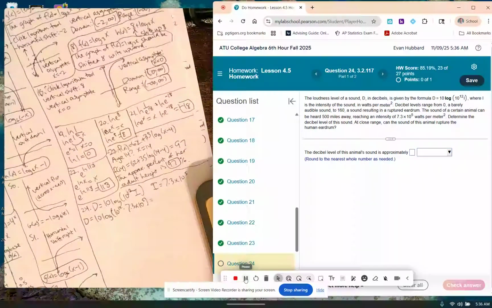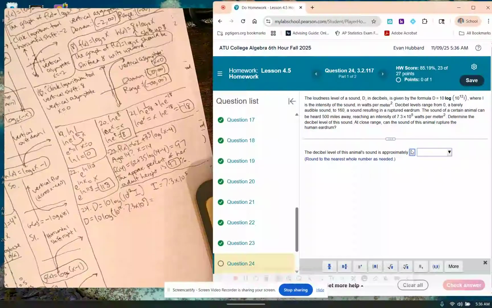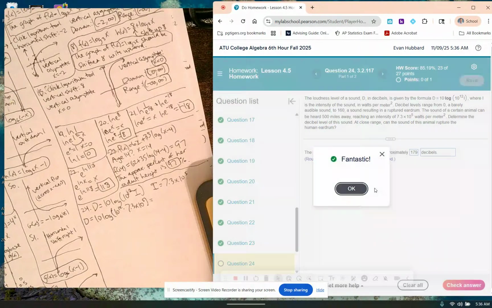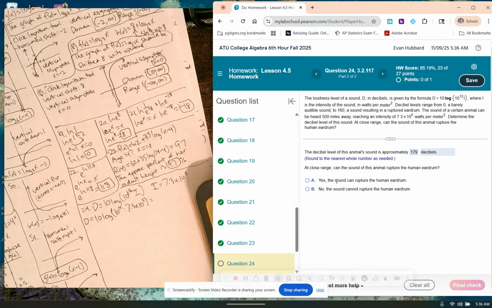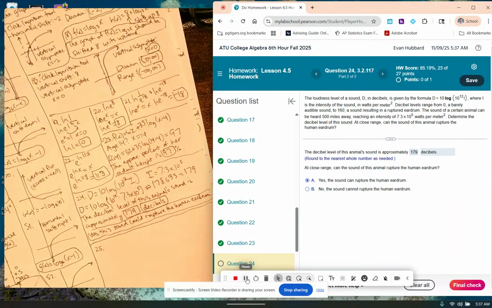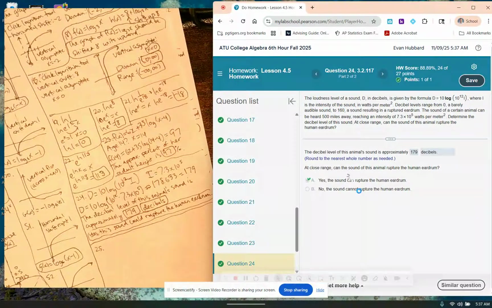Ooh, that's an issue because that's a ruptured eardrum. I don't know if it's supposed to go that high, but I guess it is. So it'd be 178.63. To the nearest whole number, 178 or 179 decibels. So can that rupture an eardrum? Yes. It could rupture it because it's greater than the 160.